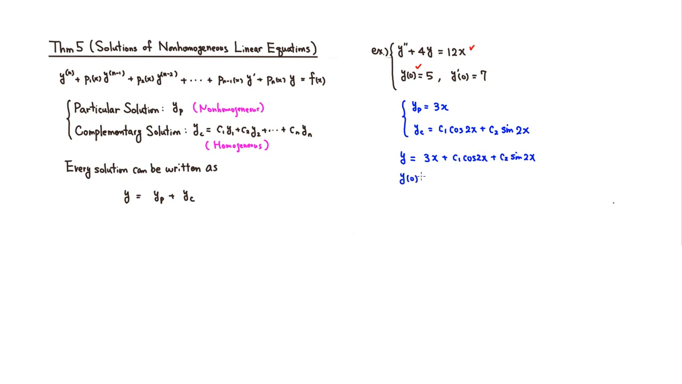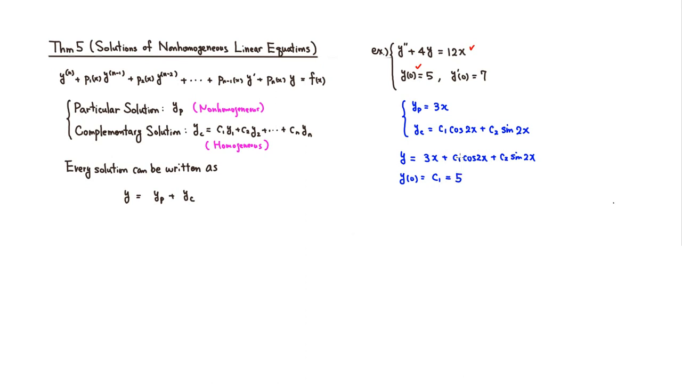So that's 0 here. Cosine of 0 is 1, so you get c1, and the sine of 0 is 0. So using the first initial condition, c1 happens to be equal to 5.